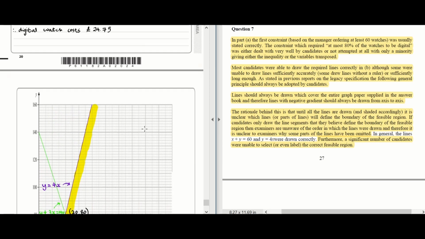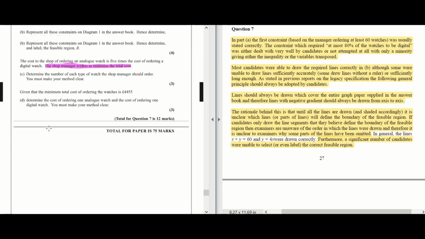The rationale behind this is that until all the lines are drawn and shaded accordingly, it is unclear which lines or part of lines will define the boundary of the feasible region. If candidates only draw the line segments as they believe define the boundary of the feasible region, then examiners are unaware of the order in which the lines were drawn, and therefore it is unclear to examiners why some parts of the lines have been omitted. Furthermore, a significant number of candidates were unable to select or even label the correct feasible region. I thought it was quite easy if you label everything correctly.